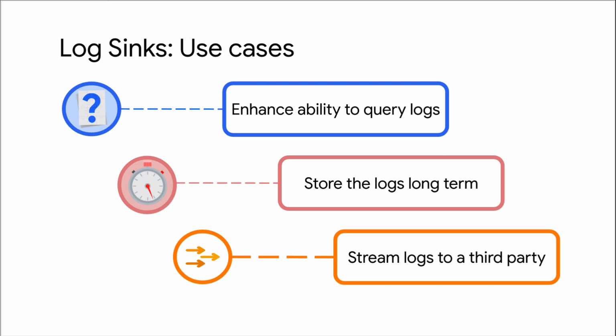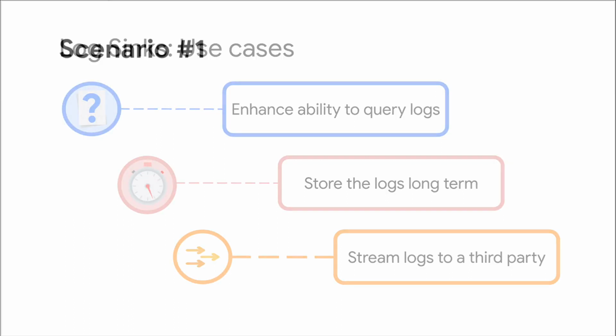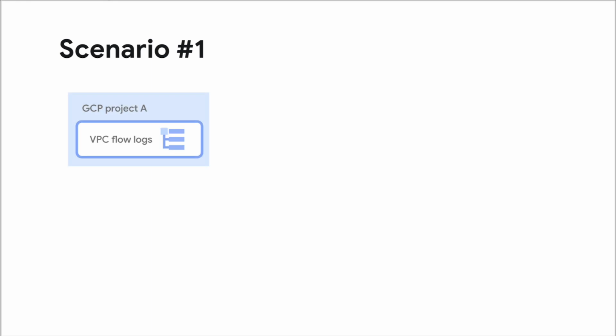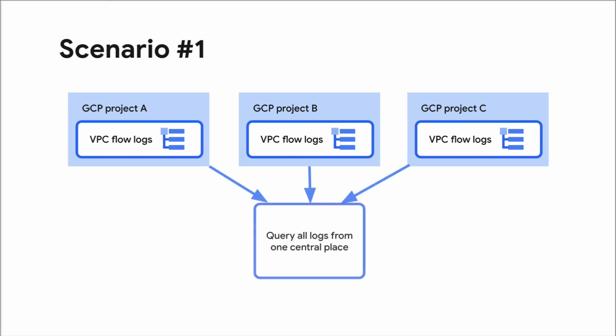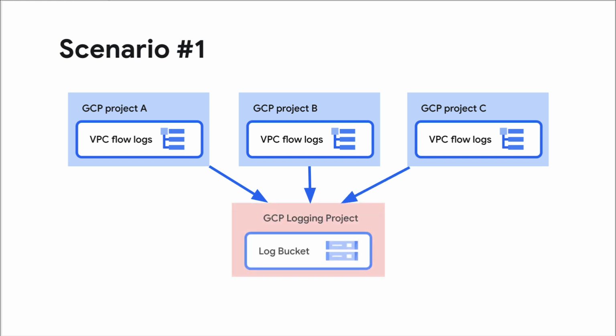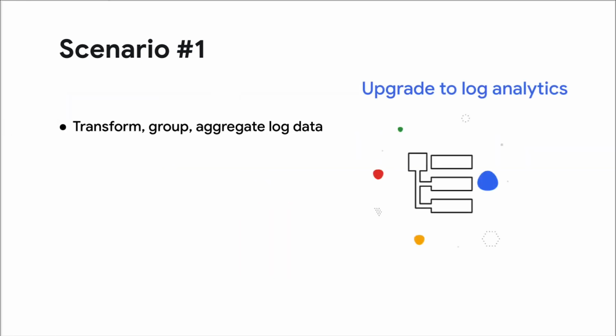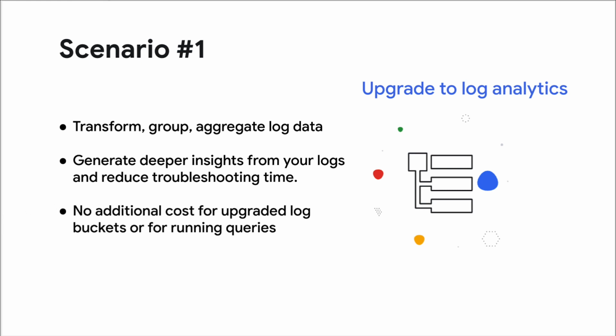All right, now let's take a look at a couple of real scenarios where logsyncs can be useful. Imagine you have virtual private connection or VPC flow logs enabled on multiple projects. You'd like to easily query and run analytics on these logs in one place. The best way to achieve this is to create a log bucket in a project dedicated to storing logs. Then configure a logsync to send all VPC flow logs from all projects to that bucket. From there, you can upgrade the log bucket to log analytics, which gives you many querying and analytics functionalities.